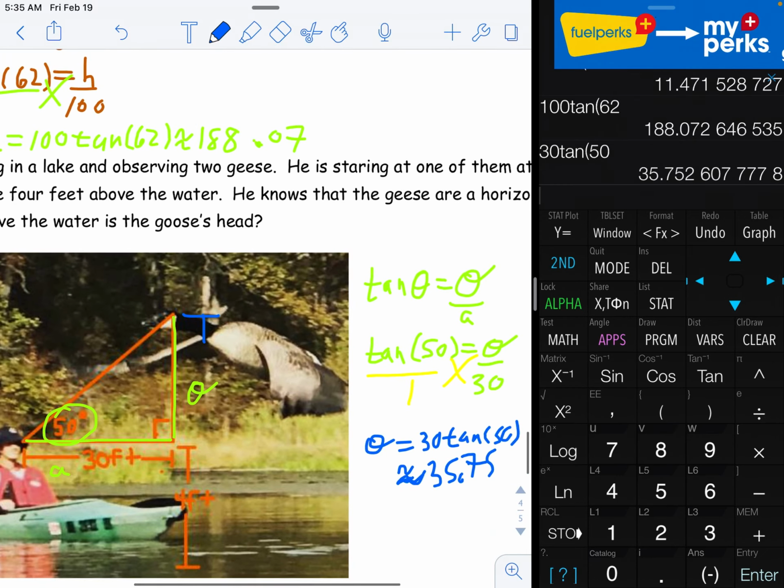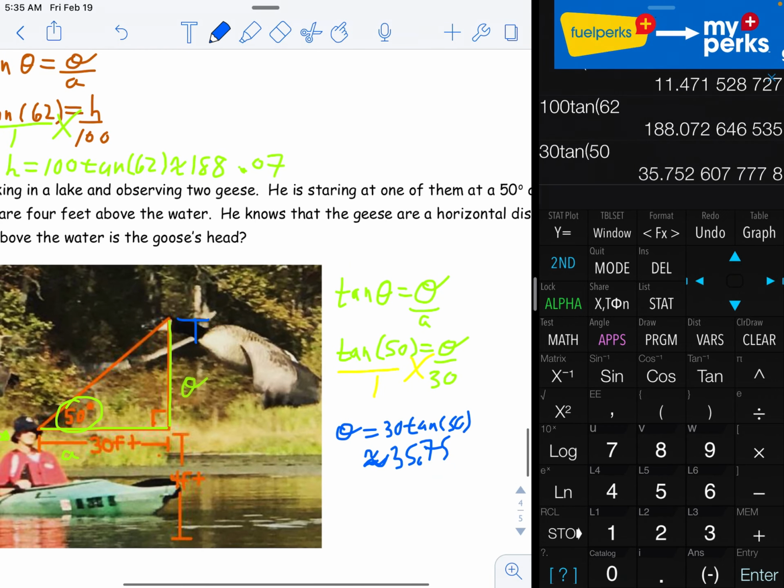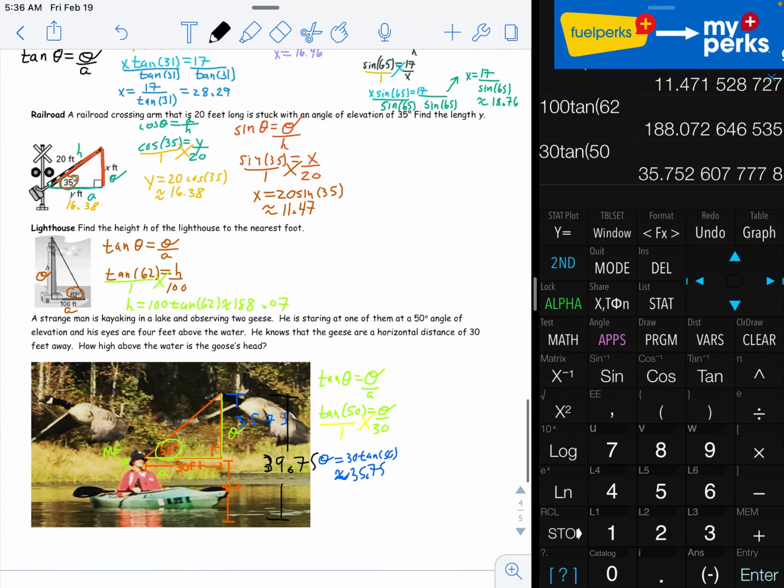That means at this height, the goose's head to my eye level was 35.75. So that's total height is what we want. This total height will be 39.75 because we're just going to add the 4 other feet. All right, so that's it.